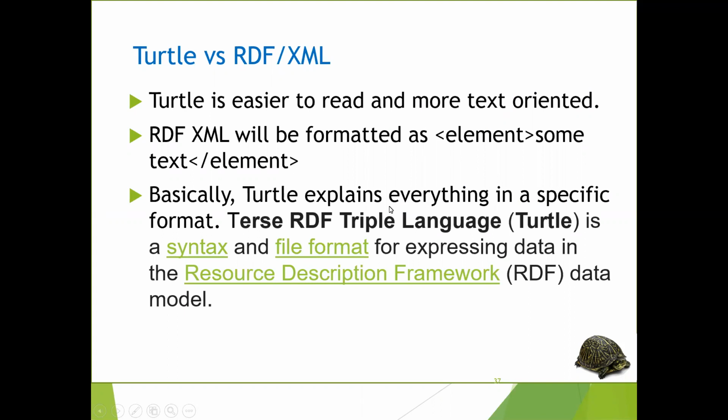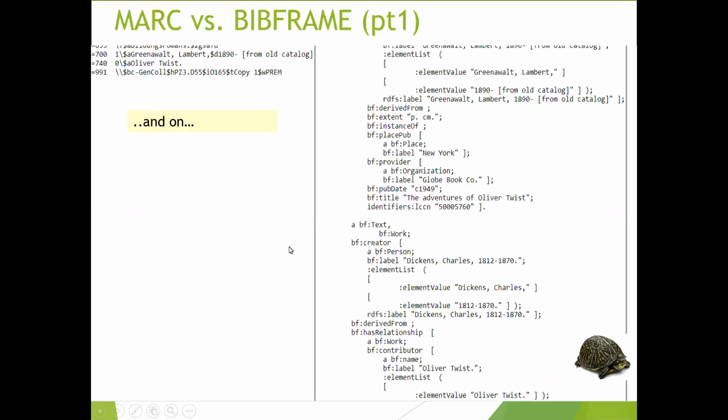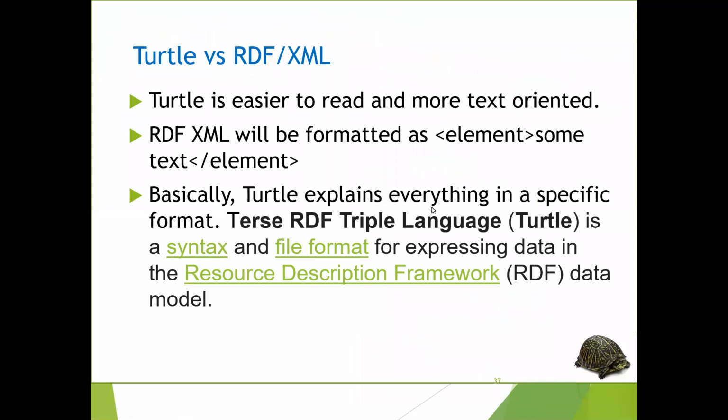Turtle is easier to read. I think we could see that just right there. It's much easier to read. There's still the BF that's kind of weird looking, and the terminology is a little bit different, but it's easier to pick out things, I think. Turtle is easier to read, more text oriented. RDF XML will have those angle brackets around an element, and then it's going to turn off that element. So it's going to be a slash with those little side triangles.